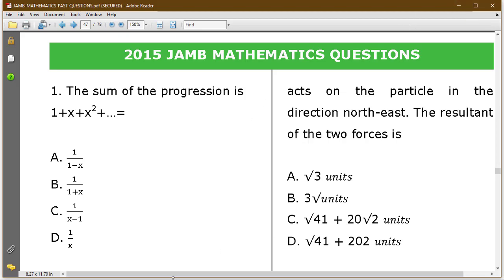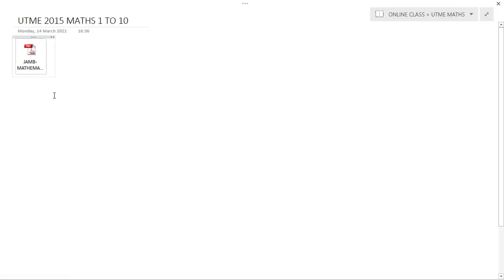Today we'll be looking at solutions of JAMB questions from 2015, Maths questions number 1 to 10. Now let's go there. The first question we can see on the board there.